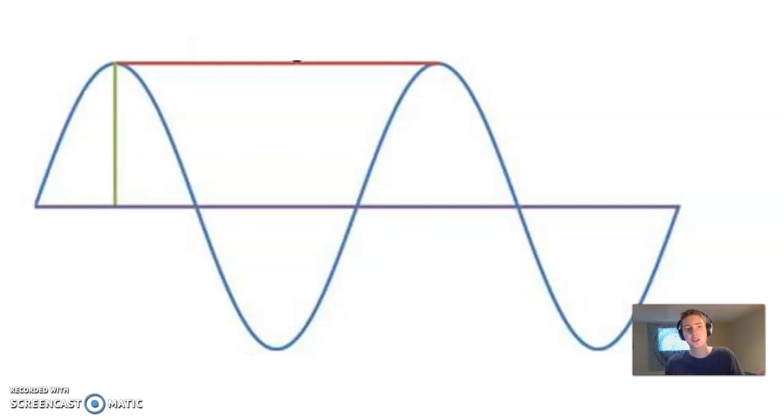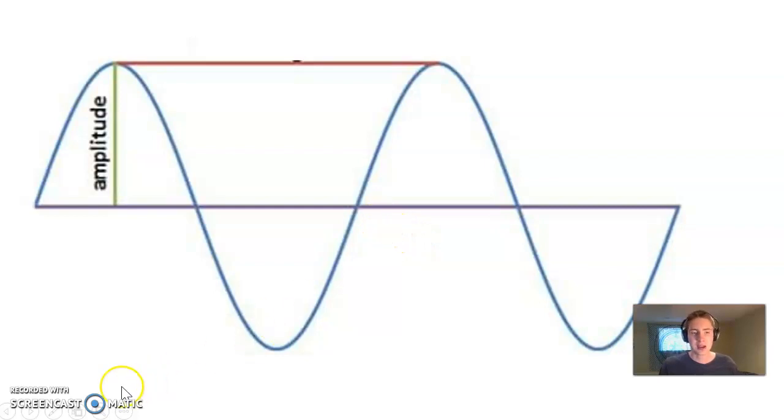So right here, this is a transverse wave, right? Because we can see that it's moving up and down rather than left to right. And so what we want to do is define how far a transverse wave moves up. And that's going to be our amplitude.